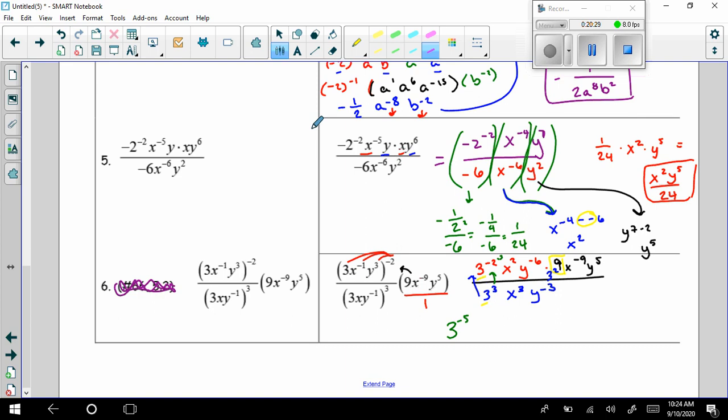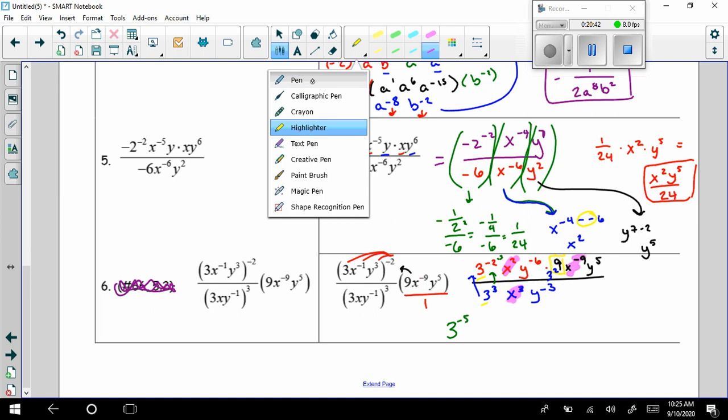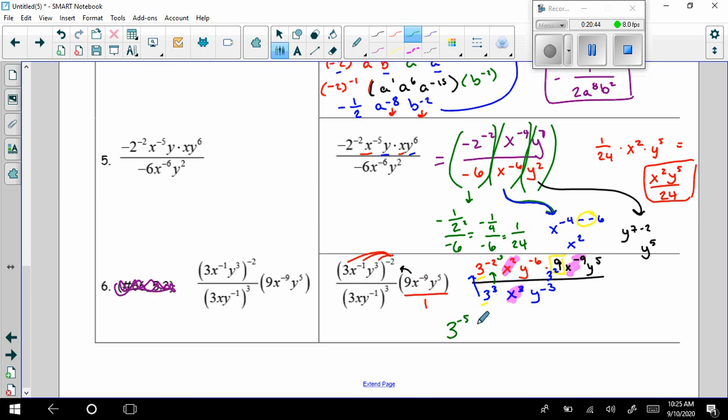My x values, I have a positive 2, I have on the bottom a 3, and at the top of here I have a negative 9. So 2 plus negative 9 is negative 7, minus 3 more is negative 10. All right, so 2 minus 3 is negative 1, plus negative 9 is also negative 10. Okay, so keep in mind this is going to switch to a negative when it flips up to the top.